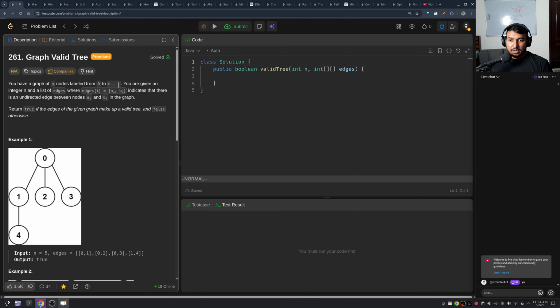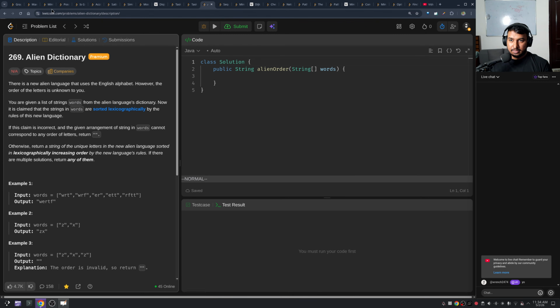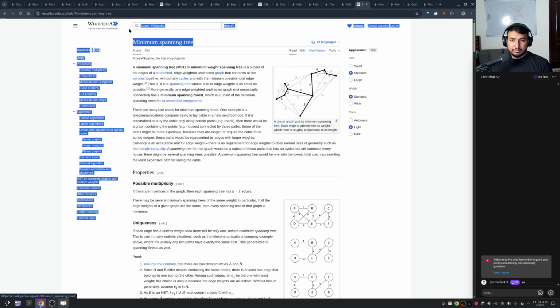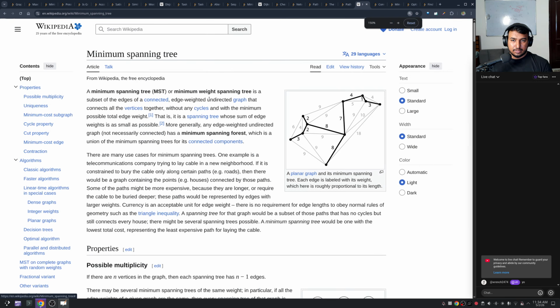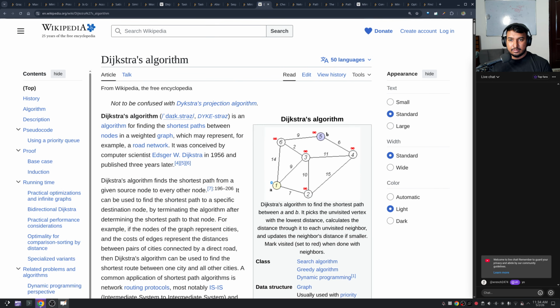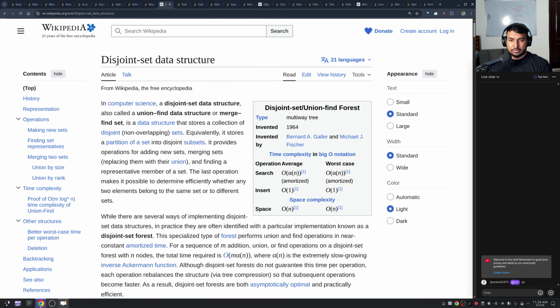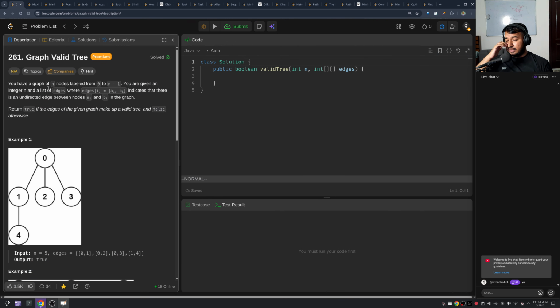We are going to start with these graph problems. There are too many, I can't solve them in a single stream, but there are some problems on this topic: minimum spanning tree, Dijkstra's algorithm, and disjoint set union. So these are the problems. Let's start with the first one, Graph Valid Tree.